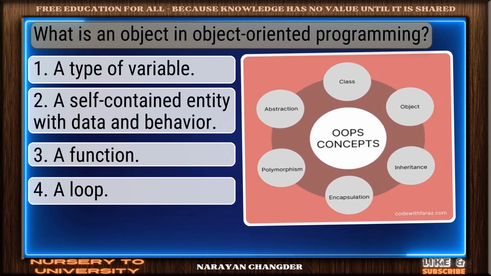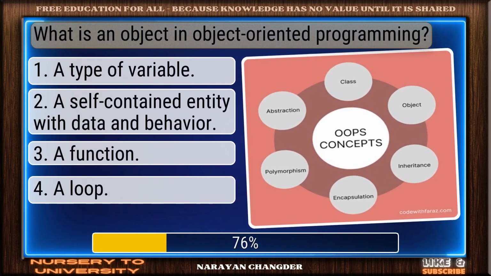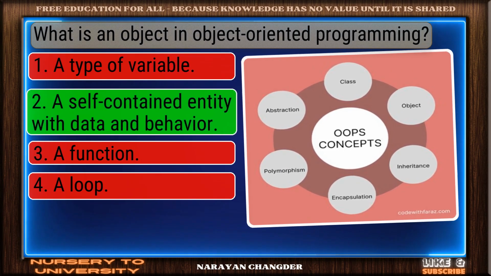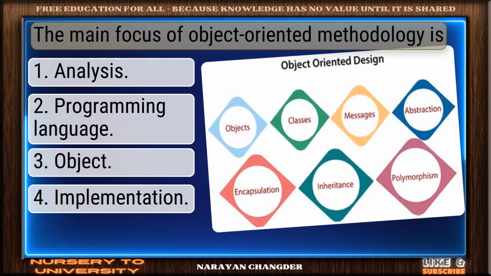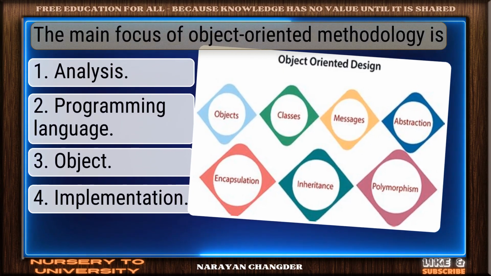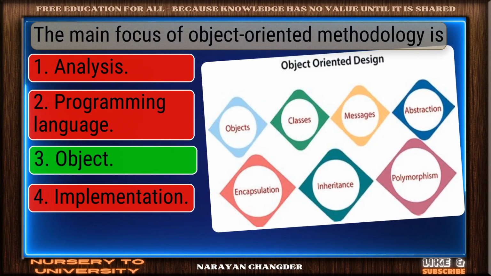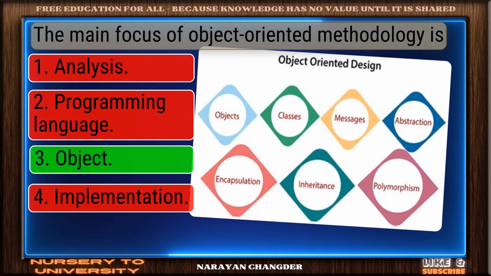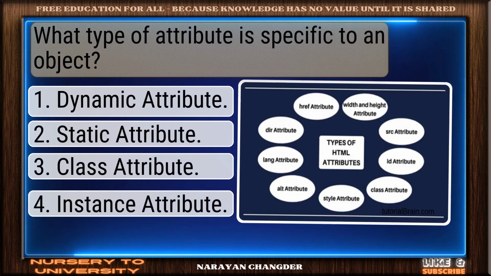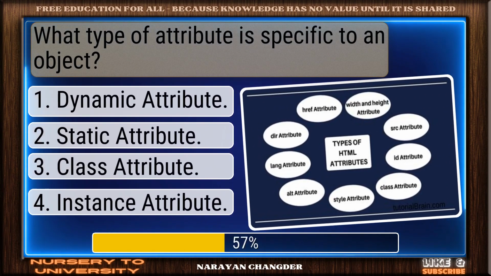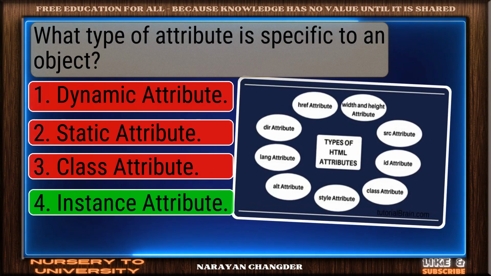Question number 17. What is an object in object-oriented programming? Excellent choice. A self-contained entity with data and behavior is the right answer. Question number 18. The main focus of object-oriented methodology is? Sharp thinking. Object is the right choice. Question number 19. What type of attribute is specific to an object? Correct response. Instance attribute is the most accurate answer.